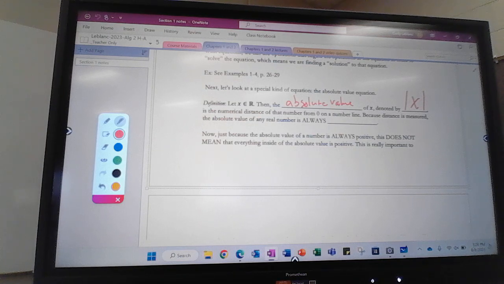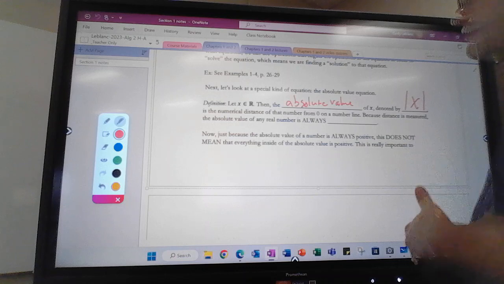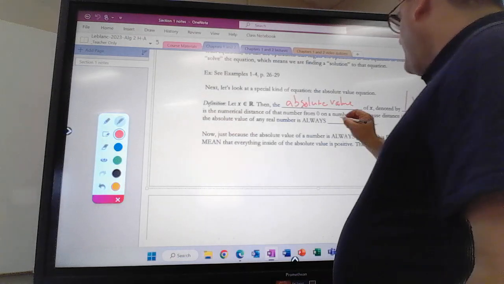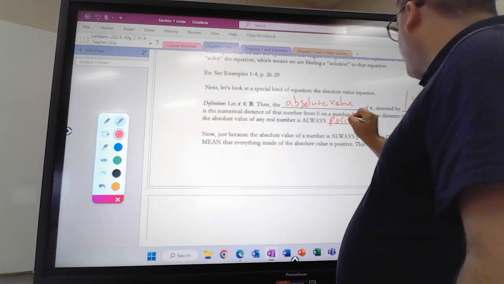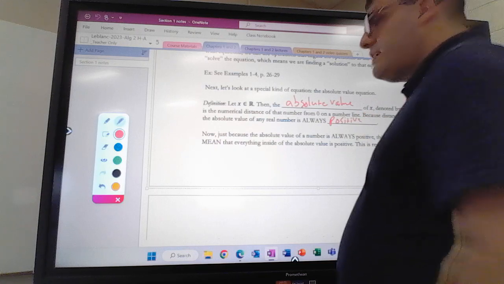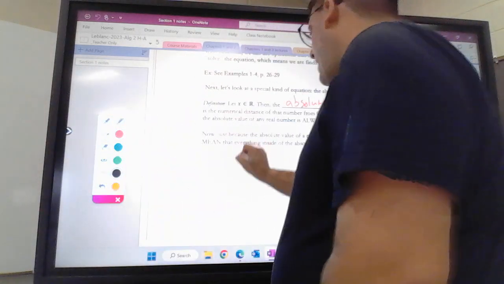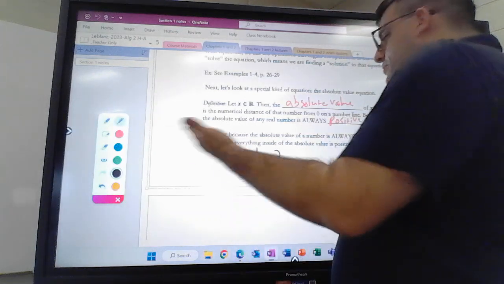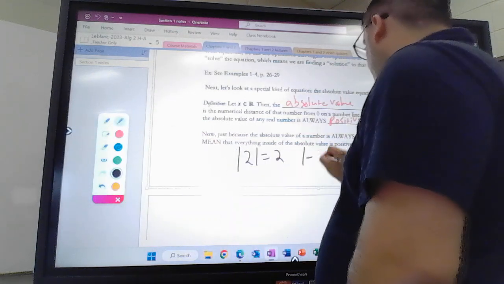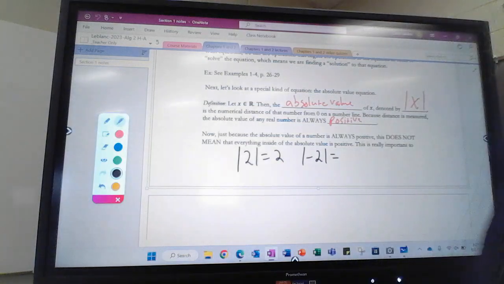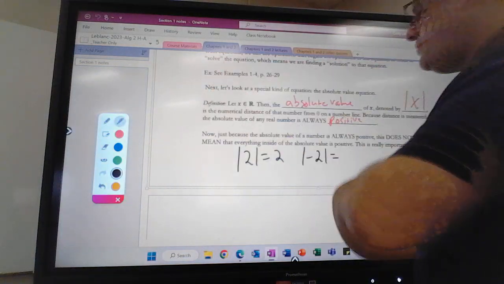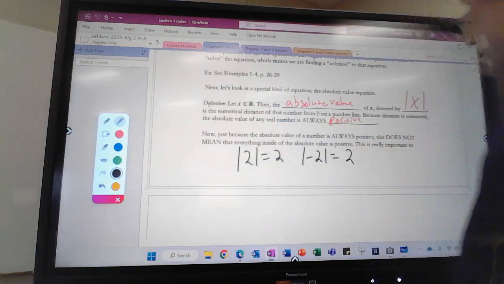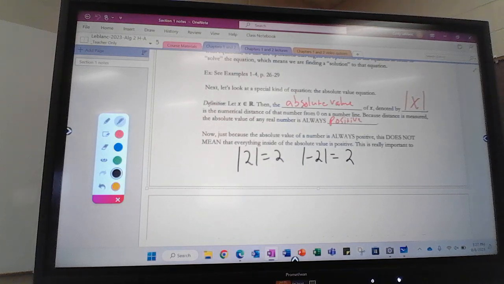Now, because we're talking about distance, if you know anything about distance, you know that the distance of anything is always positive. So I'll give you an example. The absolute value of 2 is 2. It's 2 units from 0. The absolute value of negative 2, since negative 2 is also 2 units away from 0, the absolute value is also positive 2.